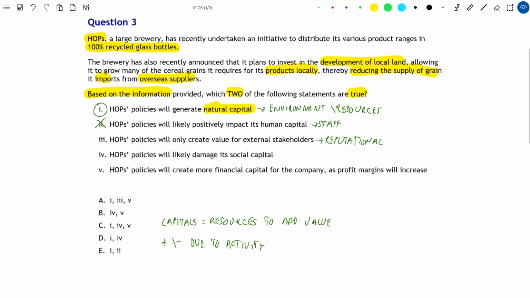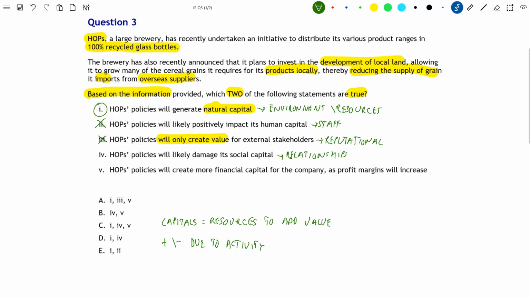So although we do see value created for external stakeholders, there is no way that we can say that Hobbes's policies will only create value for these parties, as quite clearly there are a range of internal stakeholders who will also benefit from these positive policies. Answer option 4 states that Hobbes's policies will likely damage its social capital.